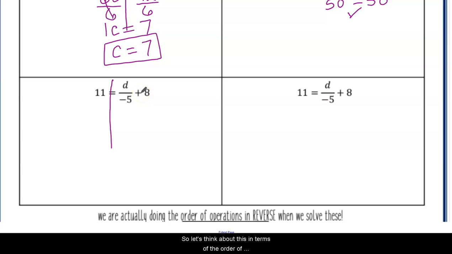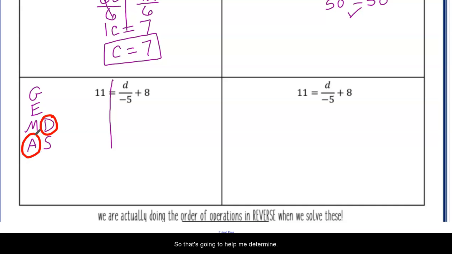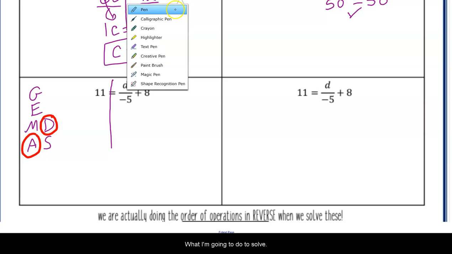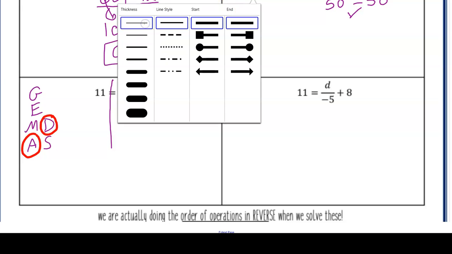So let's think about this in terms of the order of operations. We have grouping, exponents, multiplication or division, whichever comes first, addition or subtraction. So what I'm doing is I'm looking at what has been done to the variable. I have d, it's been divided, okay? So I'm going to circle division here. And I've also added a number. I've added 8. So that's going to help me determine what I'm going to do to solve it and in what order.